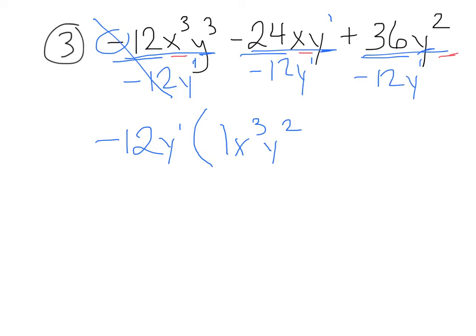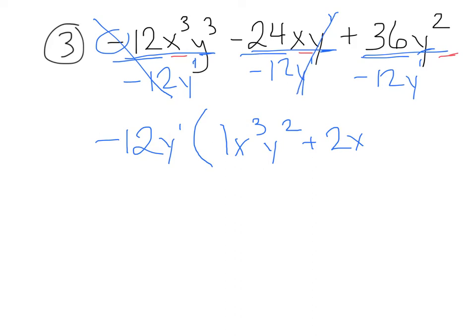Now for our second term, I'm taking negative 24 divided by negative 12. So negative 24 divided by negative 12 is going to be a positive 2. Then my x is just going to come to my answer because I'm not dividing by any more x's. And then when I divide y to the first divided by y to the first, those are going to cancel out. So I'm done with my second term.